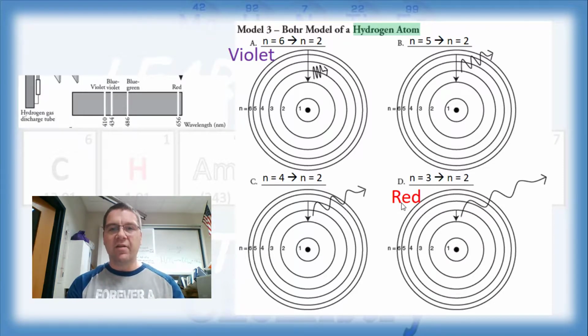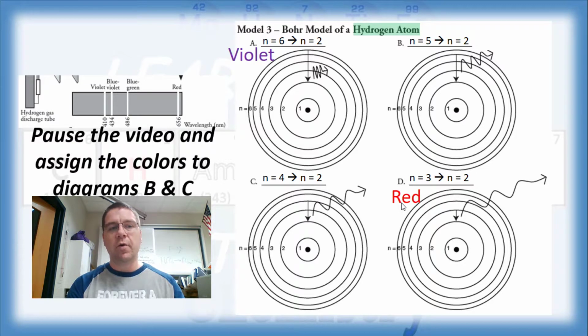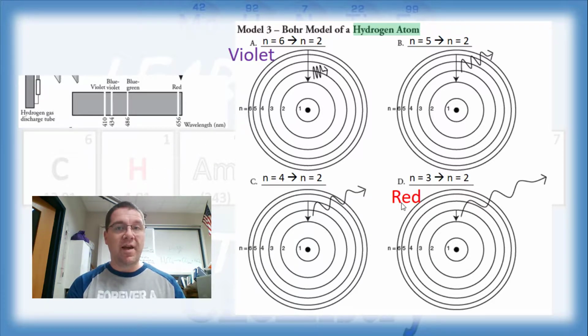So now that we've done those, that leaves 2 left and 2 models. So pause the video again and see if you can assign those 2 remaining colors to the proper models in B and C. All right, hopefully you had a chance to do that, and realizing that the next most energetic color is the blue-violet, and so you would want to assign that to the model that has the next shortest wavelength, and that would be B. So then that would leave C to be labeled as the blue-green.